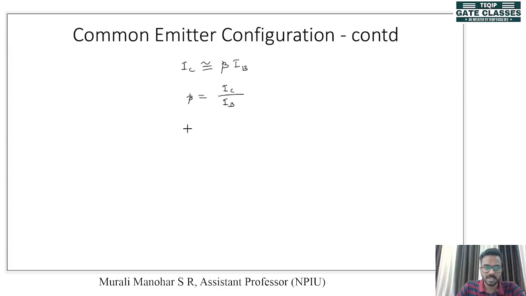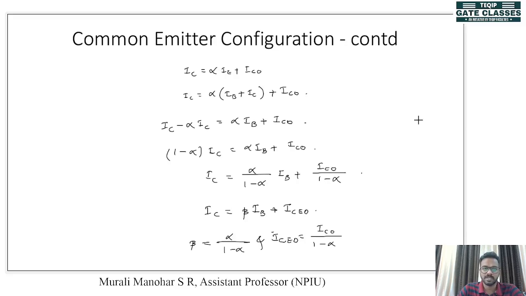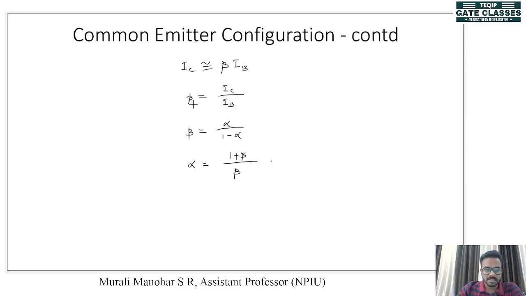This is the current gain in common emitter configuration. So we know that the relationship between beta and alpha is beta is equal to alpha divided by 1 minus alpha. So we can arrive at an expression for alpha in terms of beta as alpha equal to beta divided by 1 plus beta. Okay. So this is the current relationship in common emitter configuration and the characteristics of common emitter configuration. Again, this is the DC value of beta, beta DC.